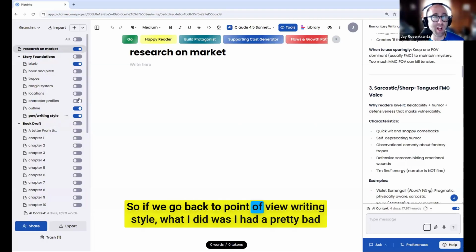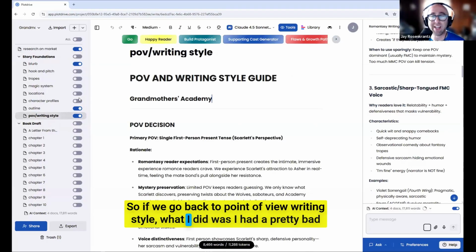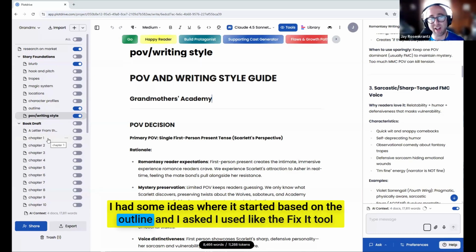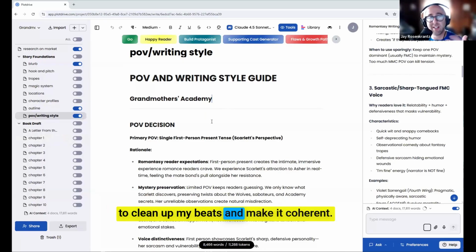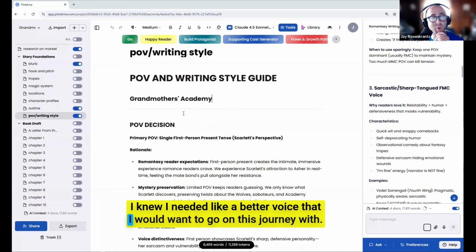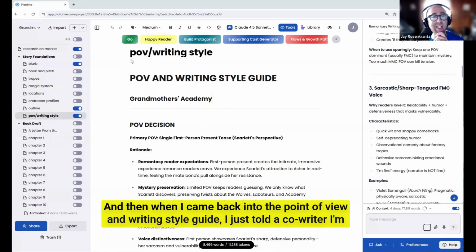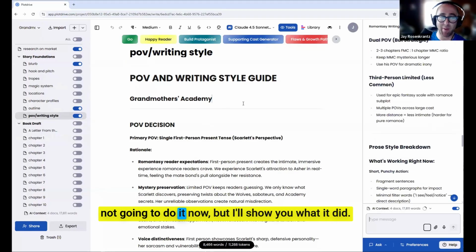So if we go back to point of view and writing style, what I did was I had a pretty bad chapter one that I just built off the fly. I had some ideas for how it started based on the outline. And I used the fix it tool to clean up my beats and make it coherent. And it was like, all right, that's a starting point. But I knew it wasn't good. I knew I needed a better voice that I would want to go on this journey with. And so along the way, I developed these character profiles. And then when I came back into the point of view and writing style guide, I just told the co-writer, I'm not going to do it now, but I'll show you what it did.